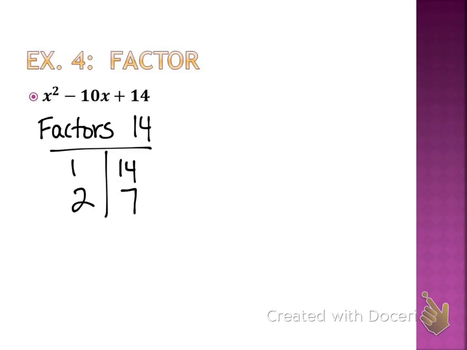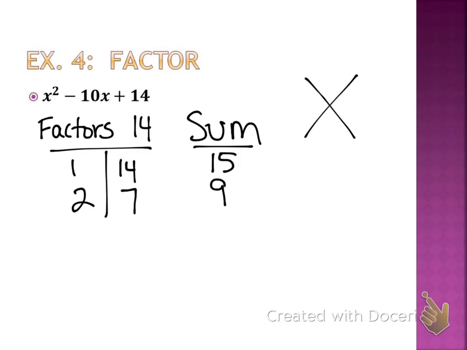3's not going to work. 4 won't work. 5 won't work. 6 won't work. 7, we're back around to where we left off. So we'll look at the sum of them. May, what's the sum of 1 and 14? 15. Kion, what's the sum of 2 and 7? 9. Okay, what are we wanting a sum of? 10. Close. -10. So if we're filling in that x, we're trying to multiply to 14. We're trying to add to -10.